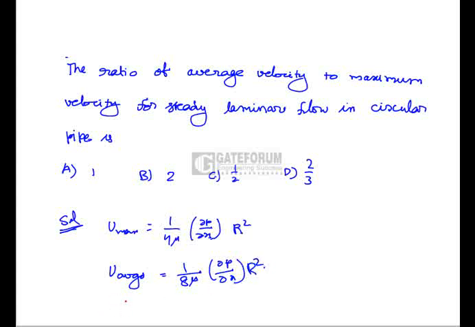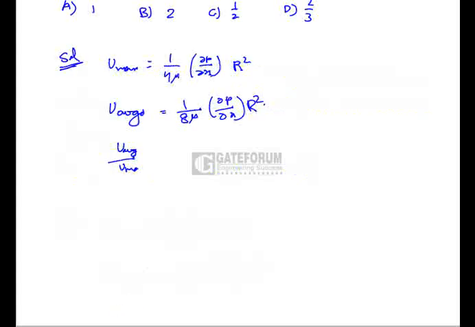So here the ratio of average velocity to maximum velocity is given by 1 by 8 by 1 by 4, which gives 0.5 or 1 by 2. So here in the options the right answer is C. C is the right answer.